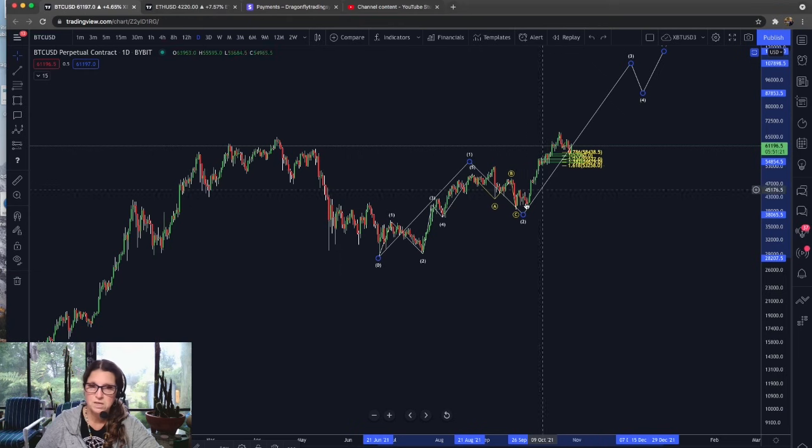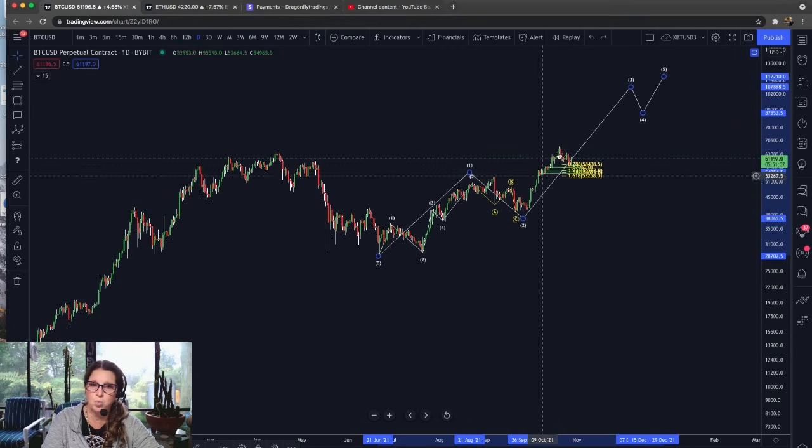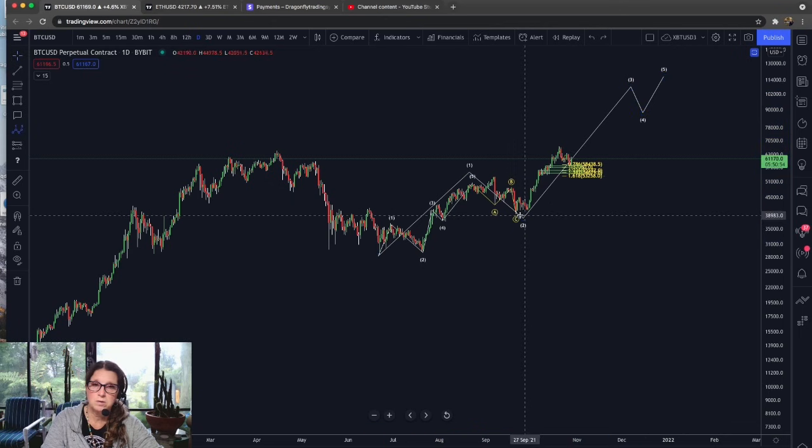Now, this is getting awfully big. That is what has me a little concerned about this count. So with it getting awfully big, your second 1-2 should be smaller than your first 1-2. So we do not want it to get bigger than this one. But it's still possible. And what would happen is this 1 and this 2 would find support on top of this one. That's what we needed to do.